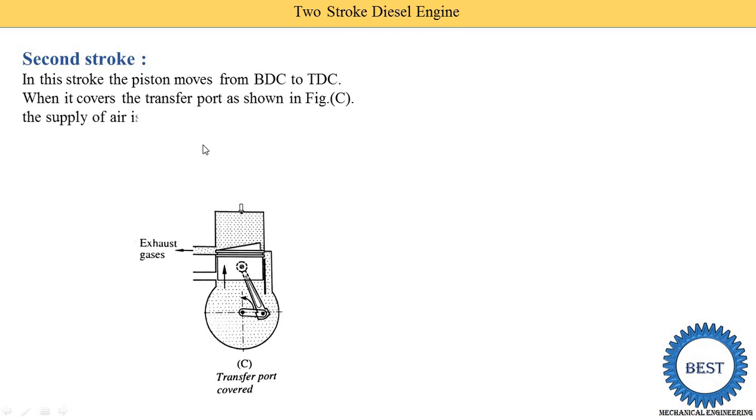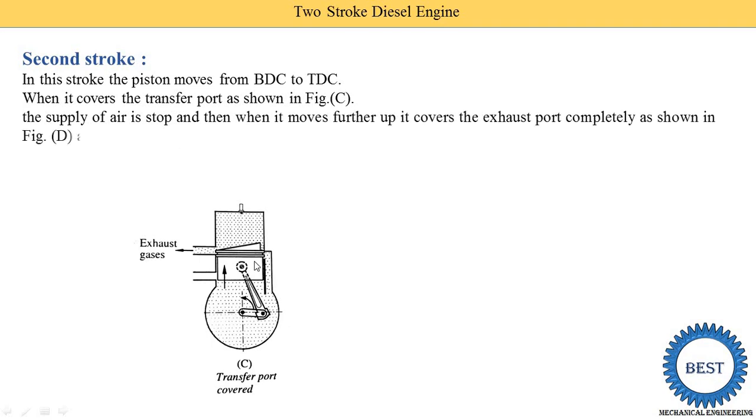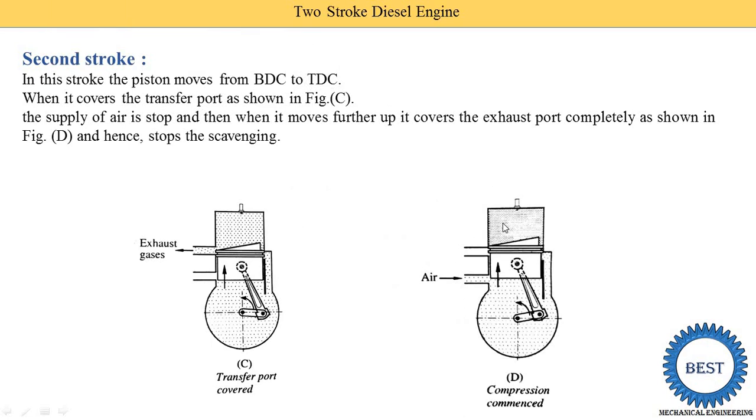What happens when it covers the transfer port? The supply of air is stopped, meaning the air from the crankcase supplied to the cylinder is stopped because this transfer port is closed. Then when it moves further up, it covers the exhaust port, completely shown in this figure D. Here you see the exhaust port is also closed, so the scavenging process is stopped.